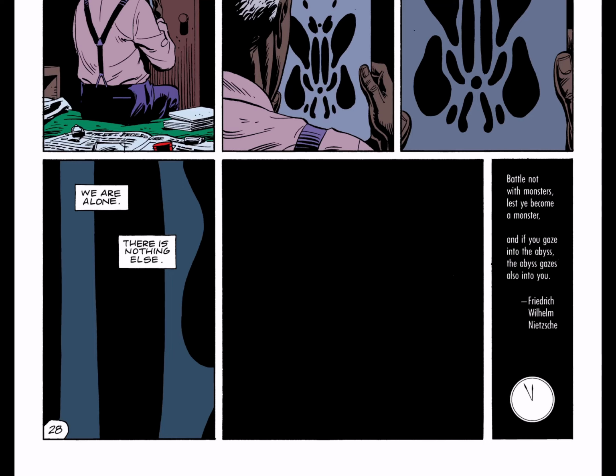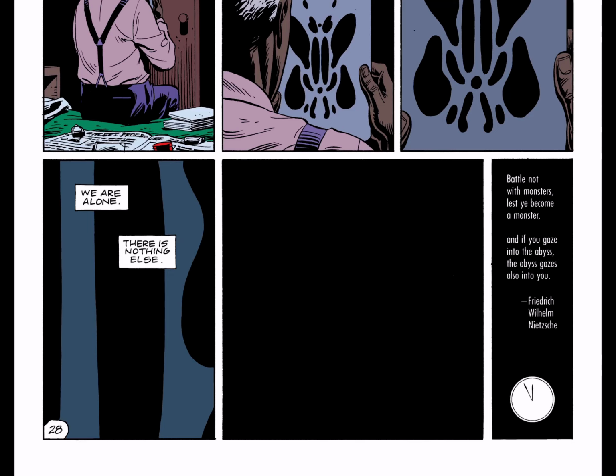So hopefully now we appreciate what the Rorschach symbol really means. And then we see this final quote, right? "Battle not with monsters, lest ye become a monster. And if you gaze into the abyss, the abyss gazes also into you." From your boy, Friedrich Wilhelm Nietzsche. So, right, the most obvious interpretation of this is the therapist, as he is confronting the monster of Rorschach, as he gazes into the abyss of Rorschach, the abyss also gazes into him and ends up shaping his worldview.